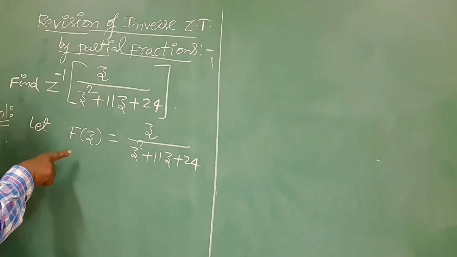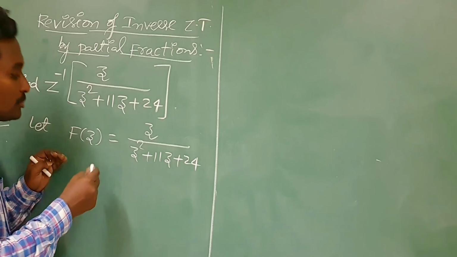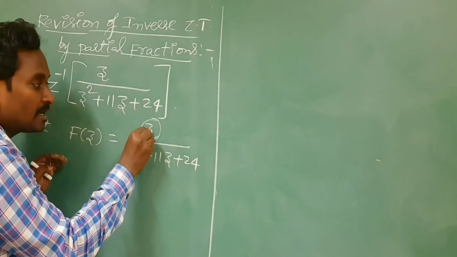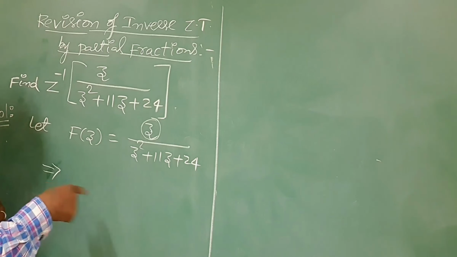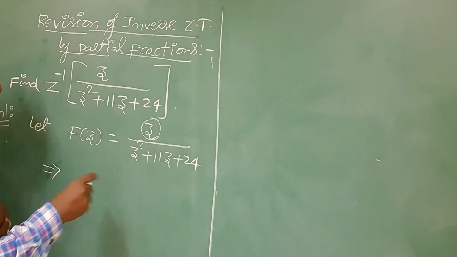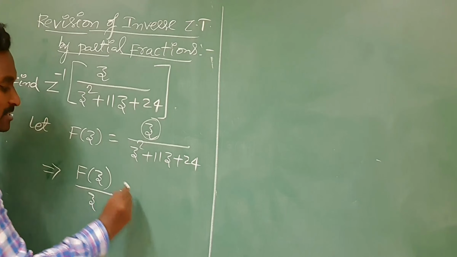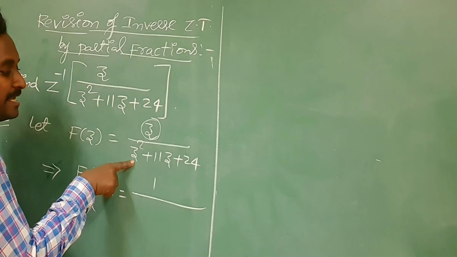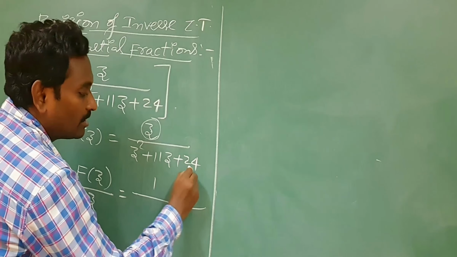Okay. In the concept of inverse z transforms by partial fractions, we should hide the z which is in the numerator in the left hand side denominator. So, it means that we have to divide the z on both sides. So, you will get f of z by z. So, what is the numerator? It is only 1 by, since clearly the denominator is a quadratic term, try for linear factors.